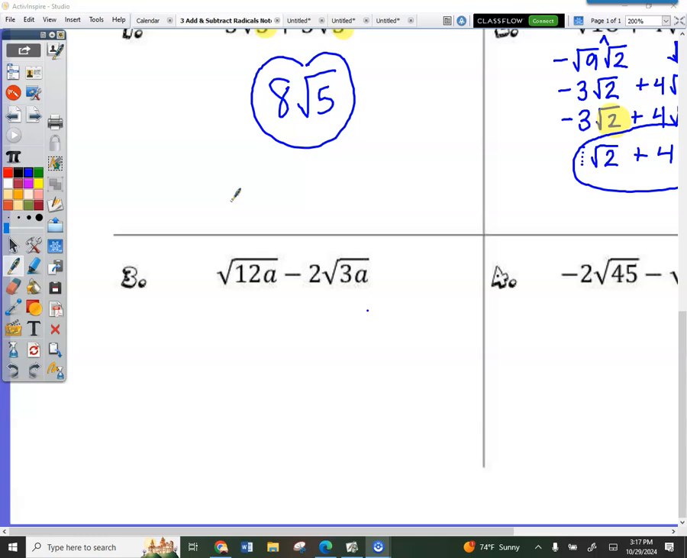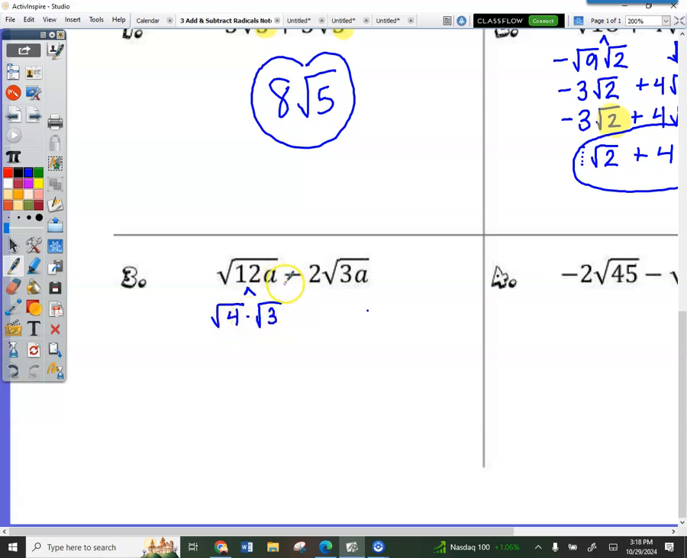All right, number 3. Everybody should have tried it. You should have looked first to see, can we combine these? And the answer is no. We cannot because they don't match. So then decide what can break down. What can be simplified? The square root of 12 can break down into what times what? Square root 4 times square root 3.